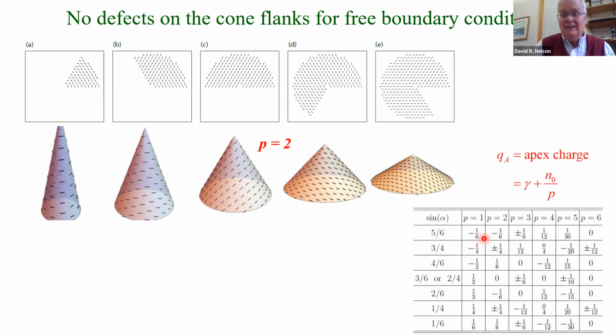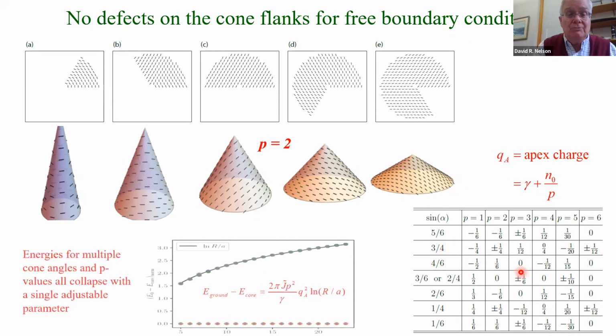And there's this table as a function of all these cone angles that are easy to simulate and various values of P. And these are the apex charges. At first sight, when we first got this, there's this bewildering array of charges, but they all come from this simple minimization. And if there is a net defect charge, you can collapse them all onto a single universal curve with the only adjustable parameter being a core energy of the composite defect at the apex. So that seems to be what happens for these free boundary conditions.